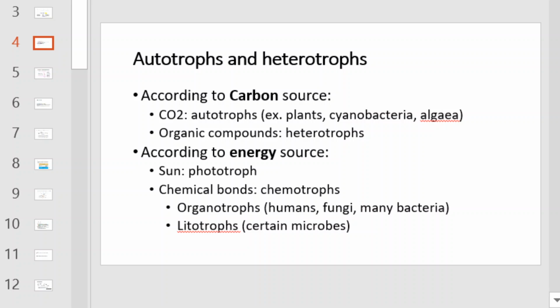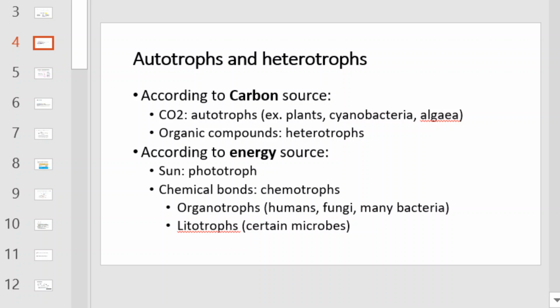Autotrophs and heterotrophs. Autotrophs and heterotrophs can be defined according to carbon source or to energy source. When defining them in accordance to carbon source, we look at carbon dioxide and organic compounds. Organisms that use carbon dioxide, such as plants, cyanobacteria, and algae, are considered autotrophs. If they use organic compounds, they're considered heterotrophs.